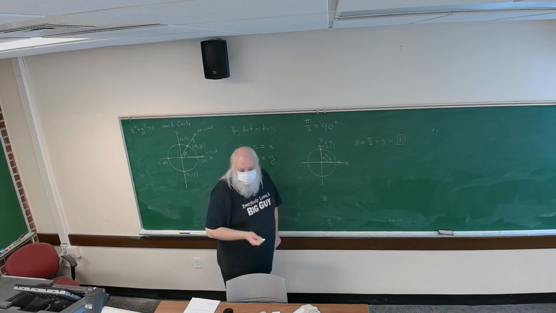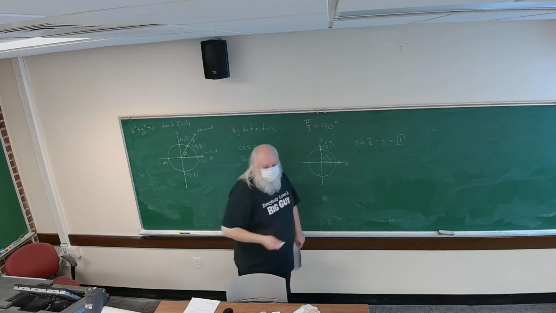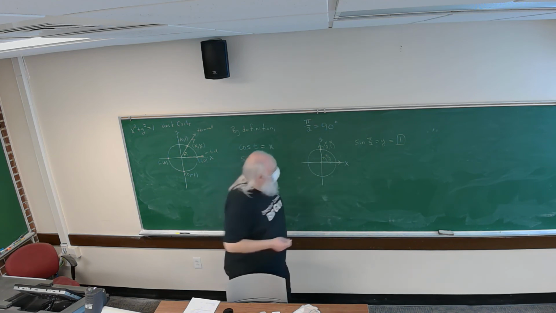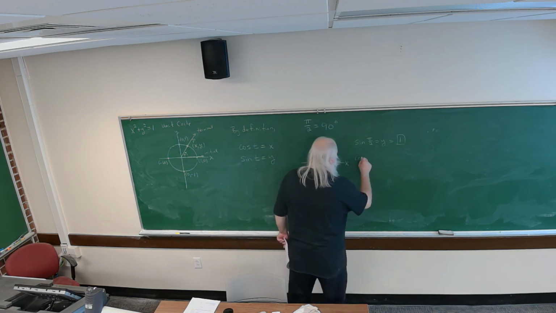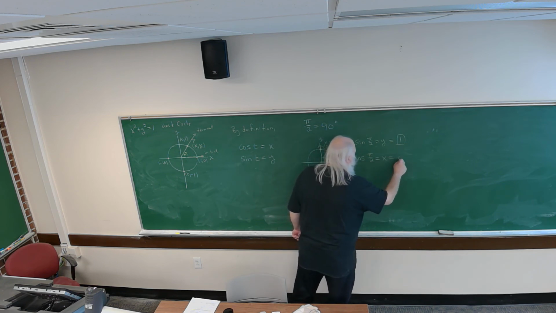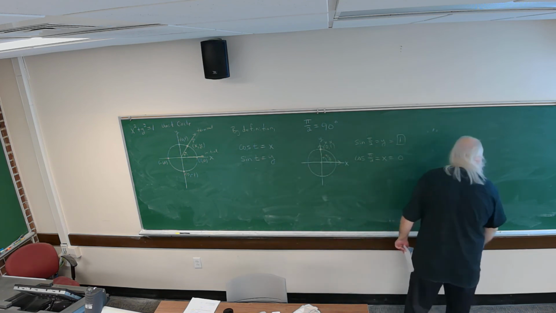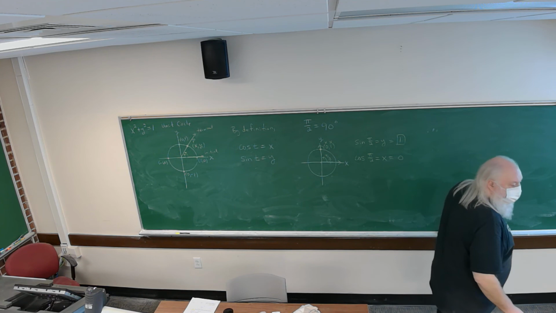What's the cosine of pi over 2 equal to then? It's equal to x. What's x equal to? Yeah, so you can also add cosine of pi over 2 is equal to the x coordinate, which is 0. And then any questions on that?